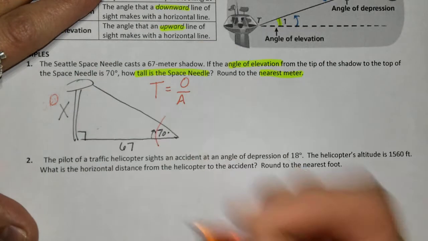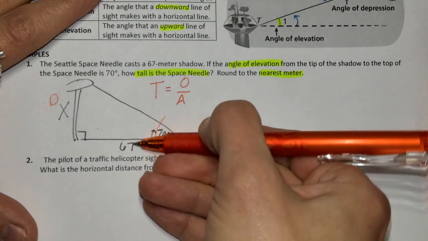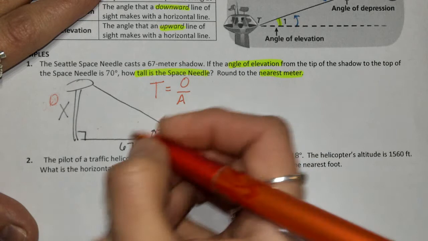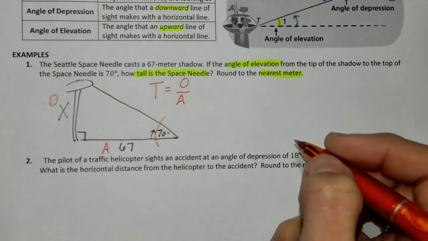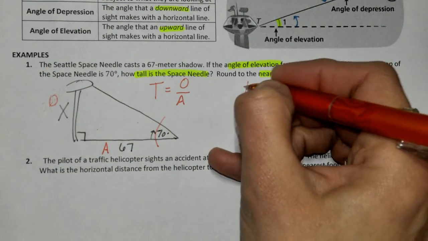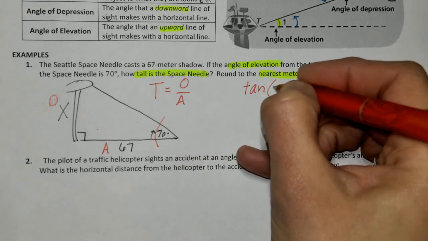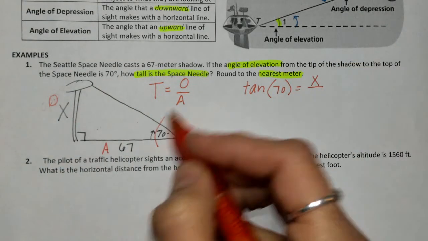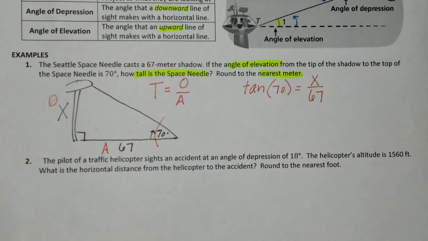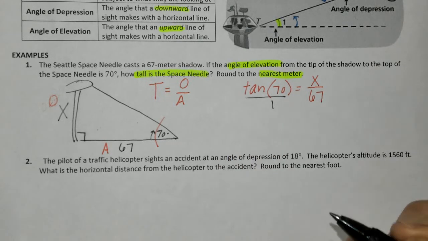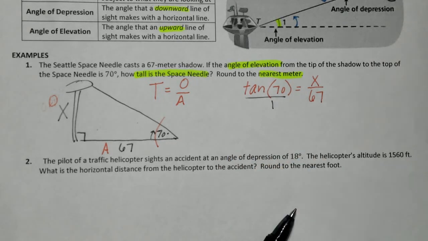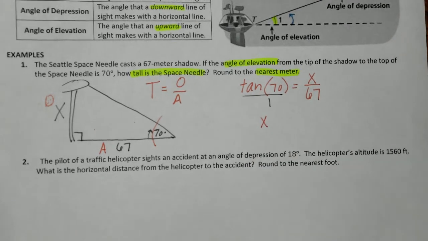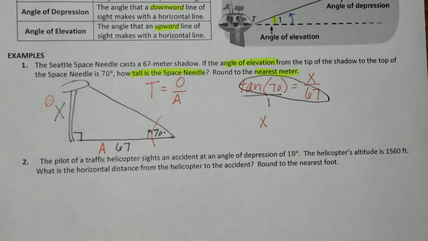We did that in the last video. And then right next to it, the leg that helps create the reference angle is going to be your adjacent, your A. So let's set up our equation. We have tangent of our reference angle 70 is equal to opposite x over adjacent 67. I notice that my missing leg is in the numerator, so we multiply. Just like that proportion, we have 1 times x giving us x, and then we're going to multiply 67 times the tangent of 70.